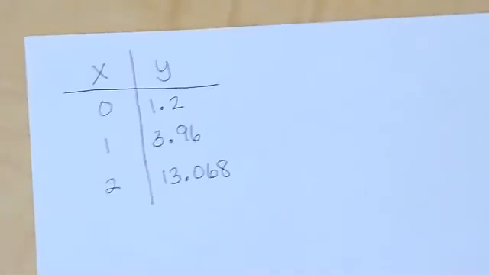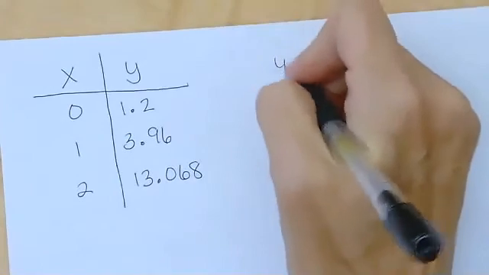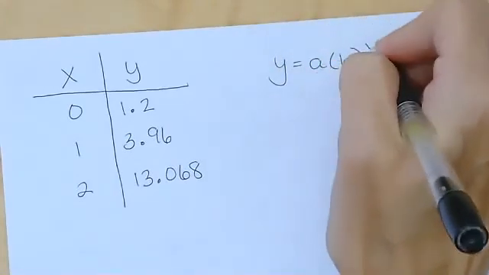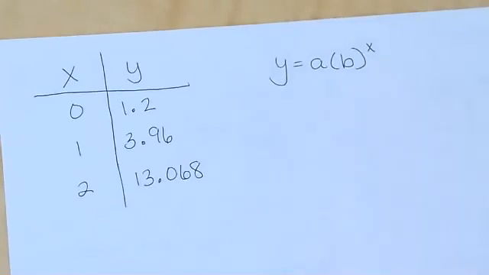So there is the table. And remember that the equation should be written like this. Okay, so from the table, you need to figure out the value of A and the value of B. A is the y-intercept. Always when x is 0, that's what a y-intercept is.